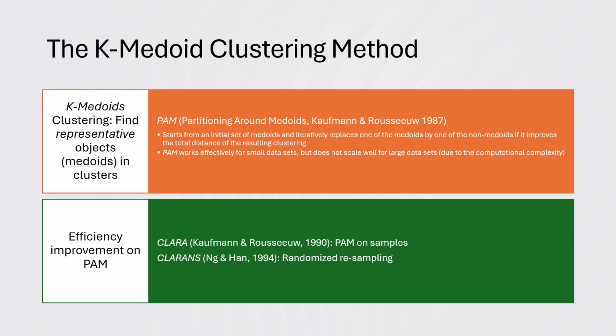It starts from an initial set of medoids and iteratively replaces one of the medoids by one of the non-medoids if it improves the total distance of the resulting clustering. Partitioning around Medoids works effectively for small data sets but does not scale well for large data sets. Efficiency improvements on partitioning around Medoids are CLARA and CLARANS.